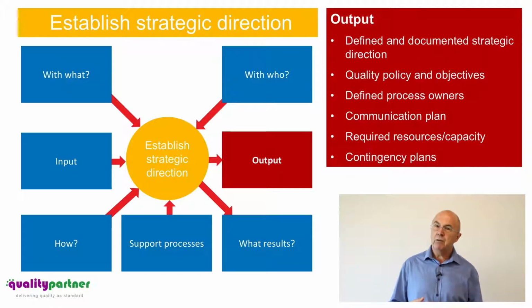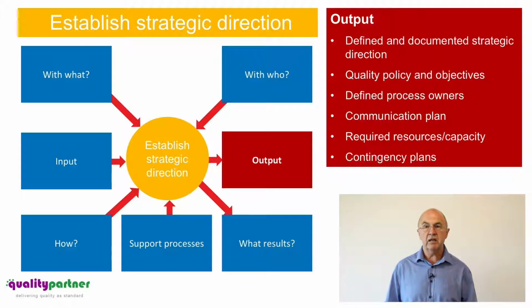Obviously, one of the outputs needs to be the quality policy and the objectives that as an organisation we're trying to meet within the strategic direction. One of the key changes in IATF 16949 is that you have clearly defined process owners. So top management needs to make sure that for each of the organisation's quality management system processes there are clearly defined owners for each of those business processes.